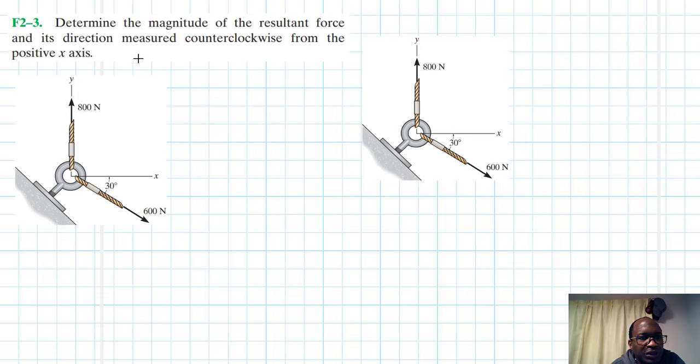The problem reads: determine the magnitude of the resultant force and its direction, measured counterclockwise from the positive x-axis. Counterclockwise, right? Like that. Counterclockwise, from the positive x-axis.